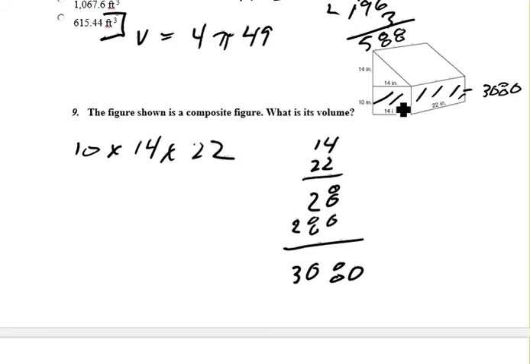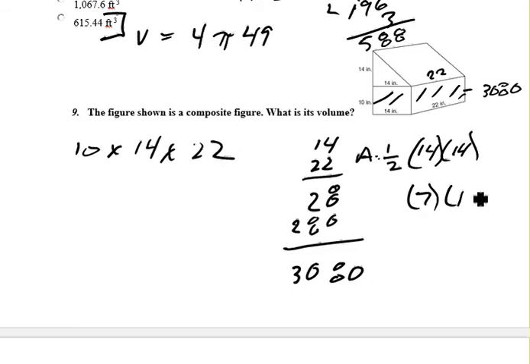That's the triangle. Surface area of the triangle times the length, 22. So 1/2 surface area of a triangle, 1/2 times 14 times 14. Or some of you might say 14 squared, but what I'm going to do is half of 14 is 7. So now I have 7 times 14. And I don't know that, so I'm going to do it right here. 28, carry a 2. 7 times 1 is 7, plus 2 is 9. So 98.